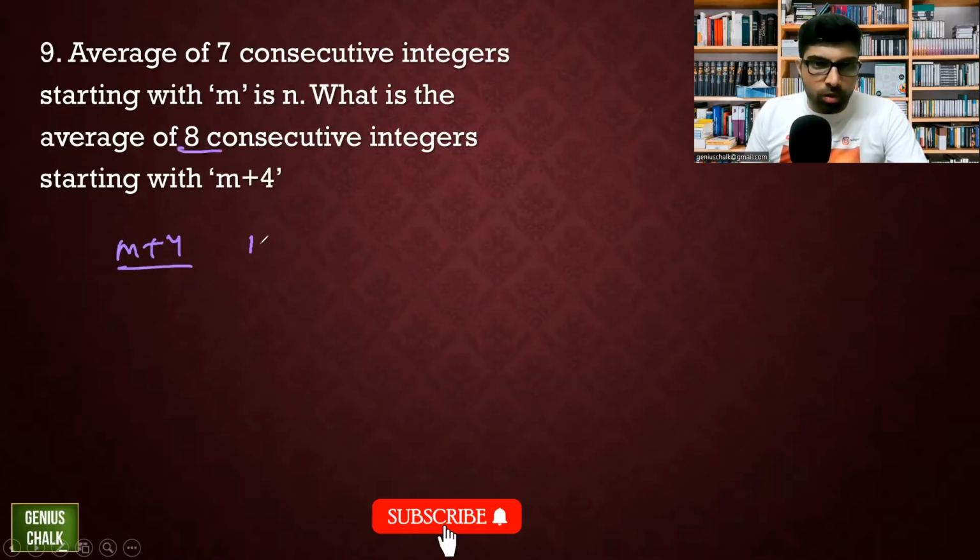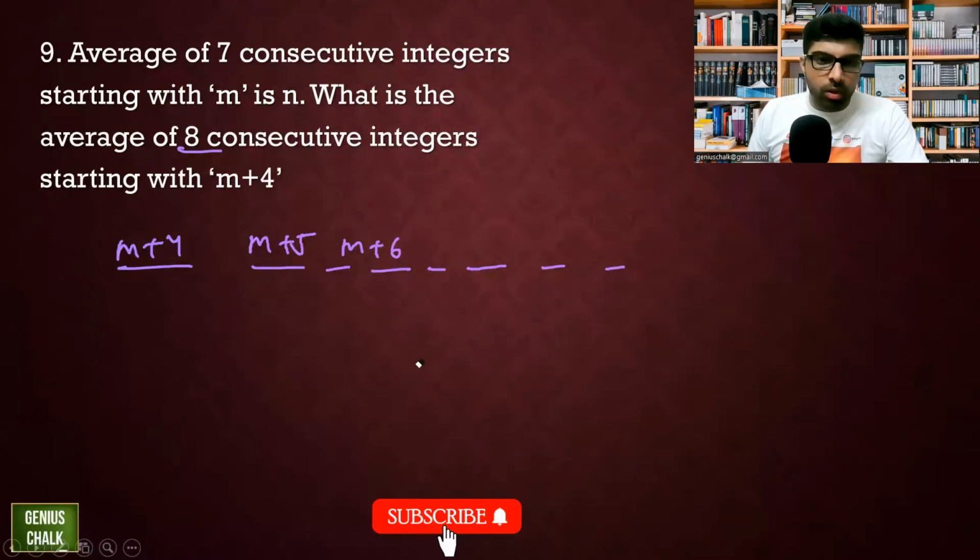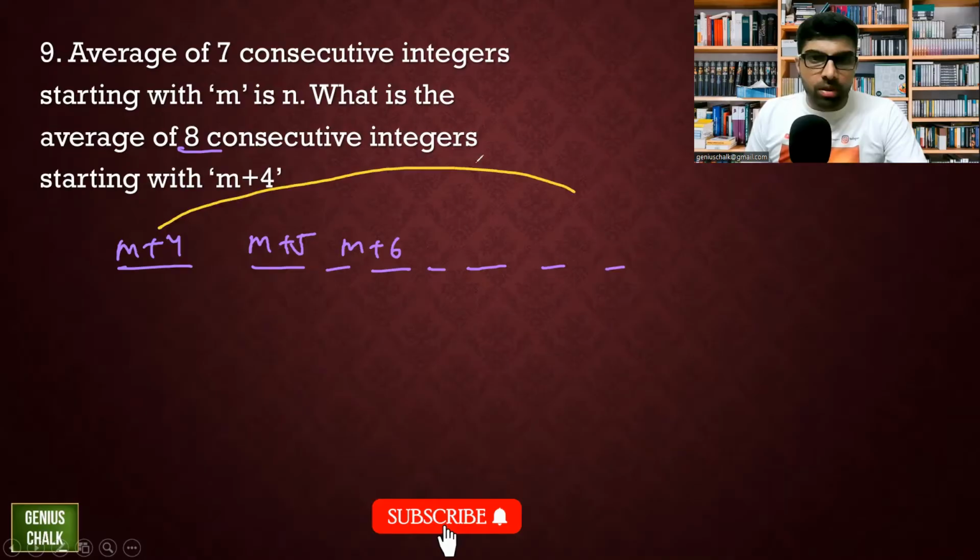So first is M plus 4, M plus 5, M plus 6, and then so on. You can write like this or you can do it directly. There are 8 numbers, 1, 2, 3, 4, 5, 6, 7, 8. Okay, so 8 numbers are there. You can directly say that every number has a difference of 1. So 8 consecutive numbers, it must be plus 7. So it must be M plus 11.